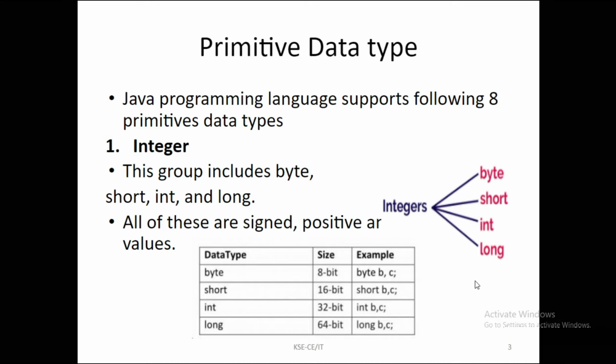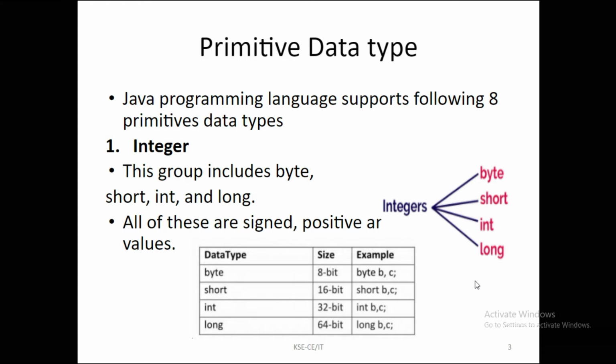First one is integer. This group includes byte, short, integer and long. This table shows the information about how long the data types are and how we can write that data type in our program. First one is byte, that is 8-bit long, and if I want to use byte data type in my program, I have to write byte B, C. B and C are the variable names. You can choose according to your program.